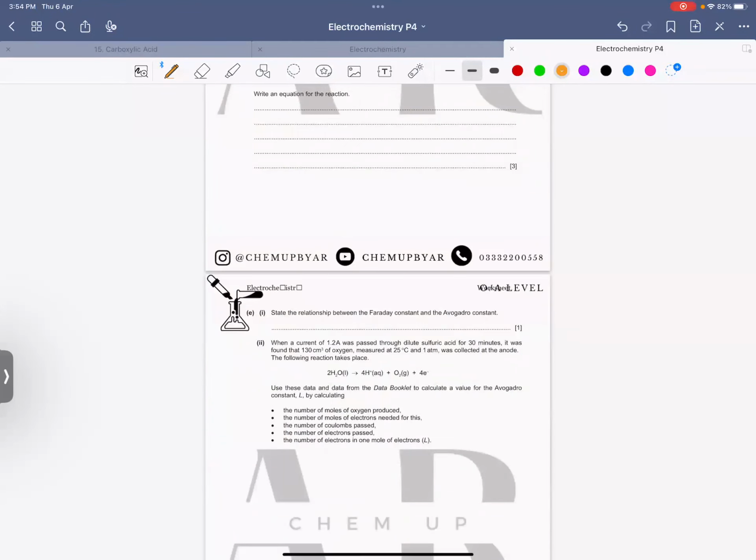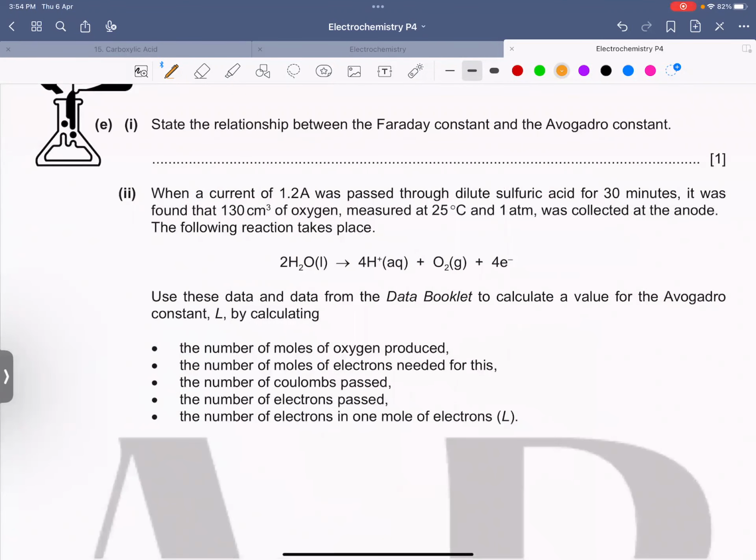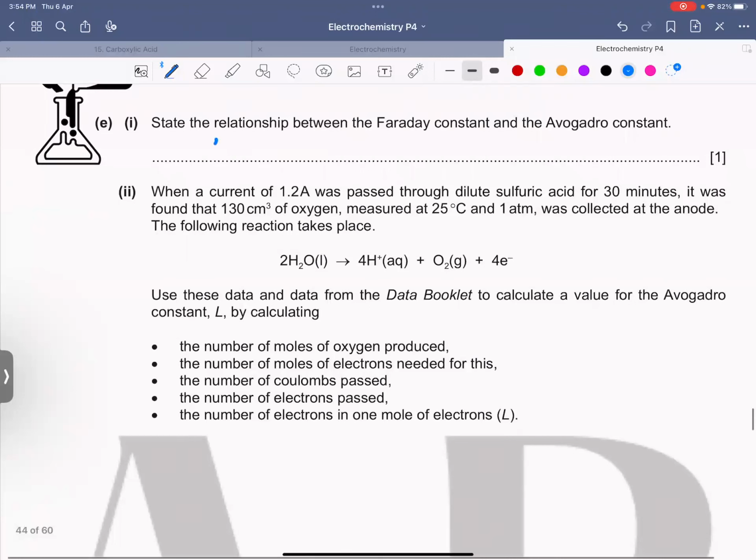Okay, so in this part, first they have asked you the relation: state the relationship between the Faraday constant and the Avogadro constant. So Faraday's constant is equal to Avogadro's constant times E, that is F equals L times E. So that is your relation, or you can write it this way: L is equal to F over E. You have to write the expression. You don't write directly proportional, you have to write the whole expression over here.